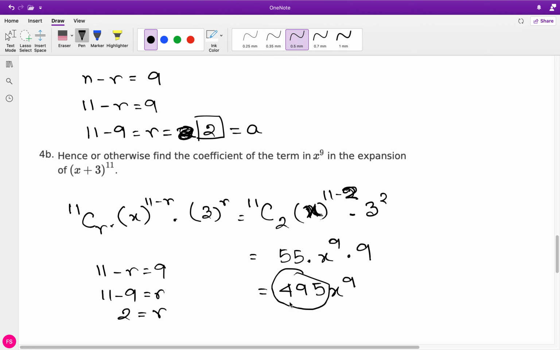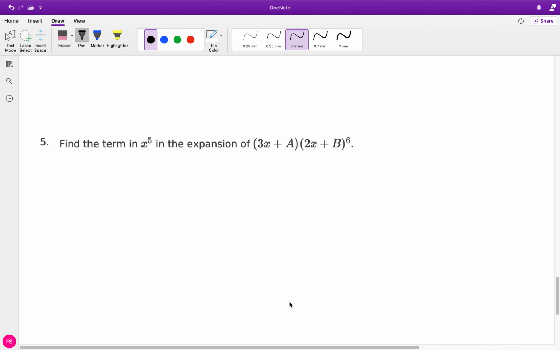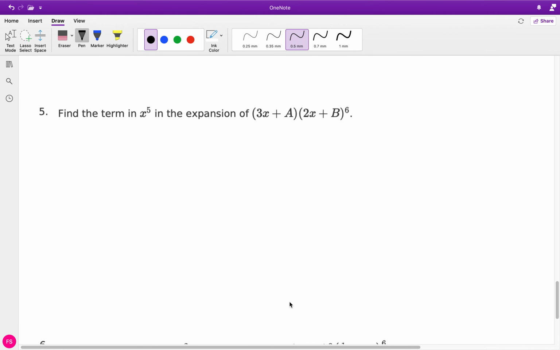Okay, let's move to number 5. Let's see what we have. Oh no. Now we have 3x plus a times 2x plus b to the power of 6. And we need to find the term in x to the power of 5. Let's see how to do that. This is my question, 3x plus a.